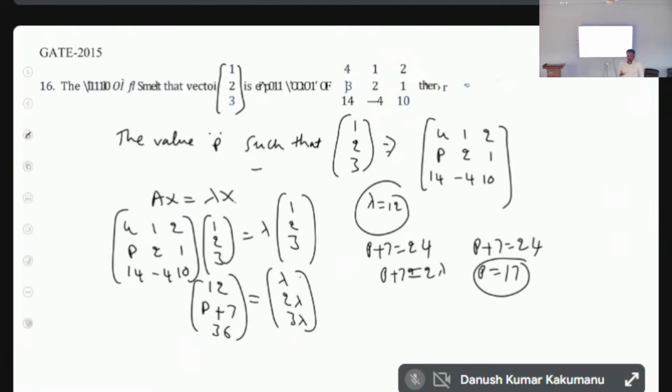Everyone understanding? P equals 17. What is the formula applied here? Ax equals lambda x.